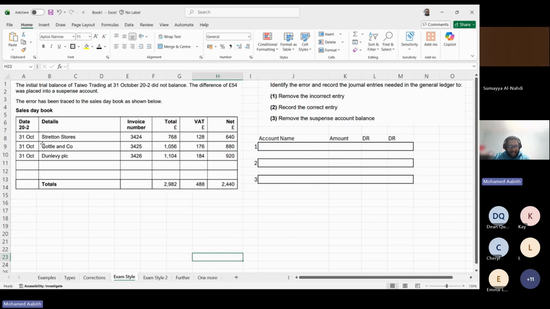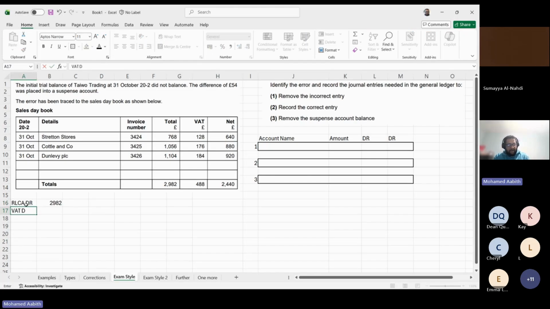When I look at these numbers, I think something is fishy. If I total this column, 2448, and total that column, 488, when I cross-cast it with this total column, that should come up as 2928, not 2982. So what they have done here is make something called a transposition error. So the entry was in the system this way. Because it's a sales day book, they say RLCA debit 2982.